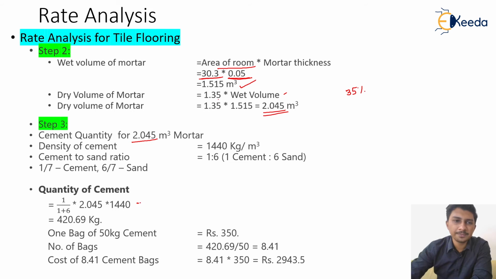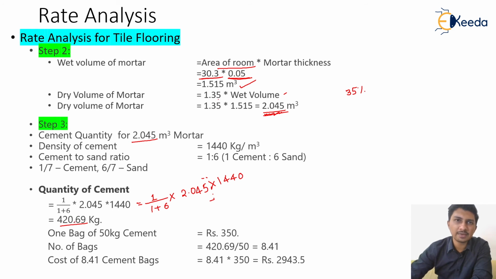How are we going to do that? The proportion of the cement, that is 1 divided by the sum of the proportions, into the quantity of the total dry volume of your mortar, that is 2.045. This quantity will give me a meter cube. I need the quantity in kg, so I'll just multiply by the density of the cement. I'll get 420.69 kg.